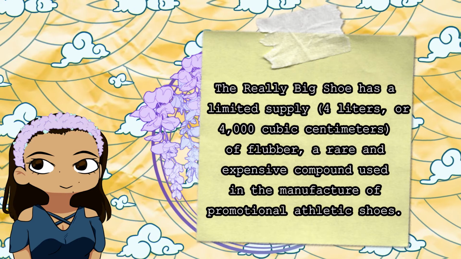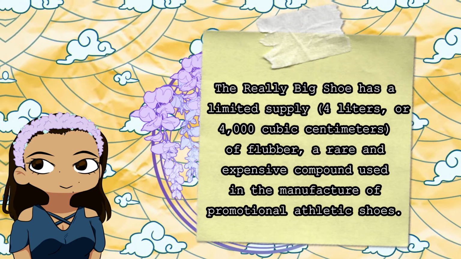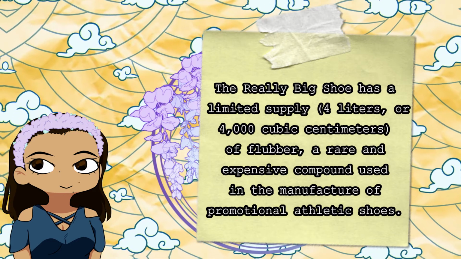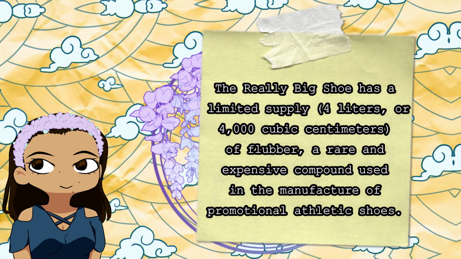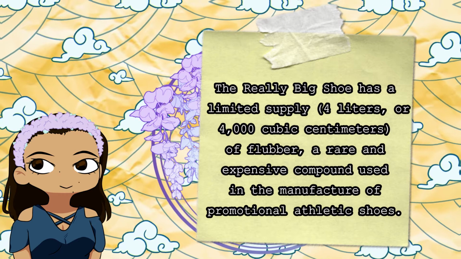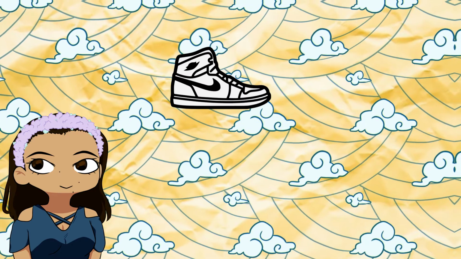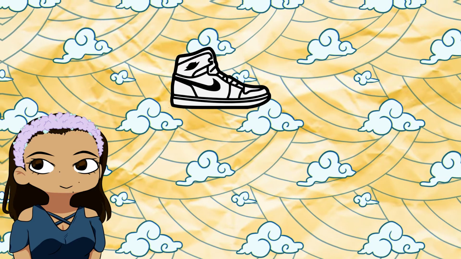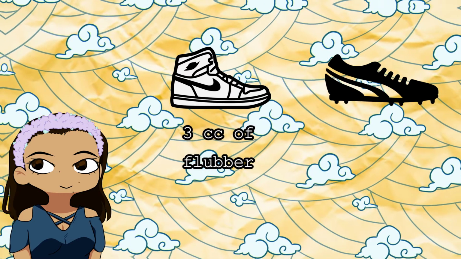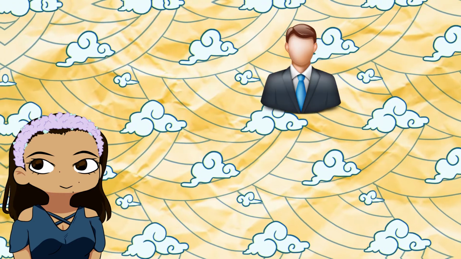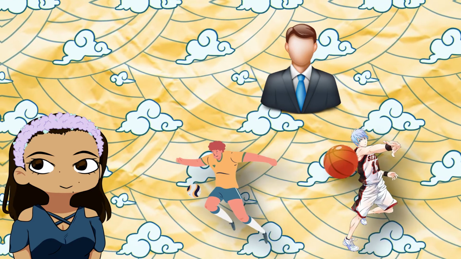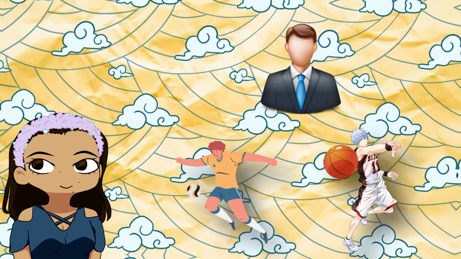The company has a limited supply, 14 liters or 4,000 cubic centimeters of flubber, a rare and expensive compound used in the manufacture of promotional athletic shoes. Each pair of basketball shoes requires 30 of flubber and each pair of soccer shoes requires 1. Sullivan wants to sponsor as many basketball and soccer teams as his resources allow.